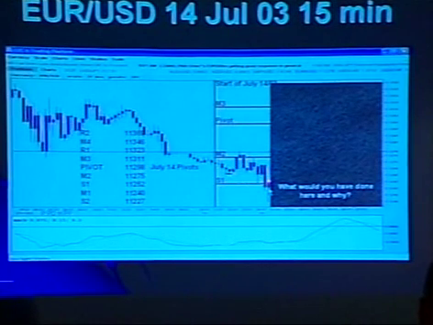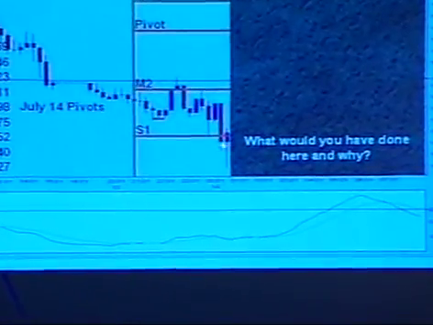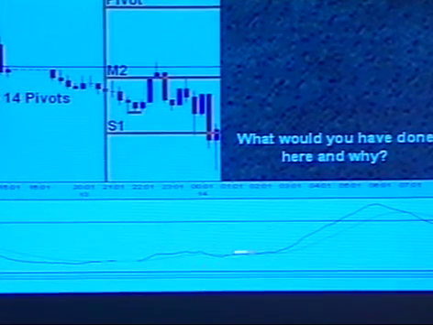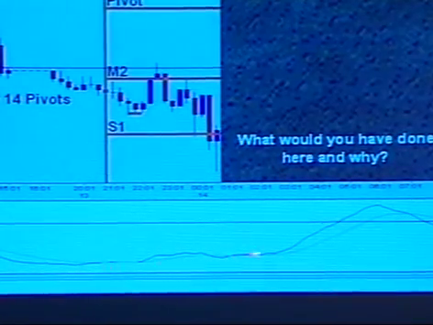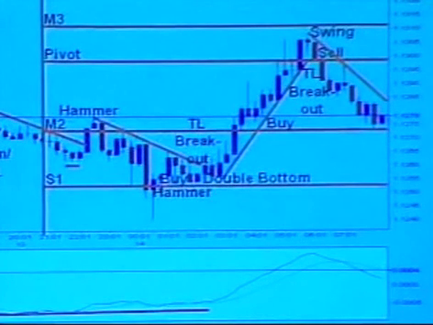What would you have done here? Hammer. We got a hammer there at a buy point. And we've got positive divergence here on MACD. See price going down, MACD waving up. I'd say buy. Okay, what would you do here?